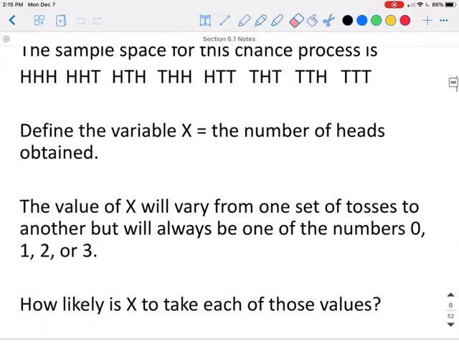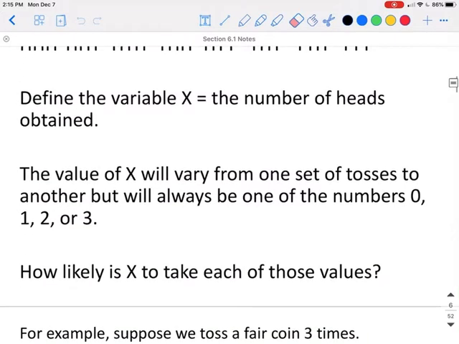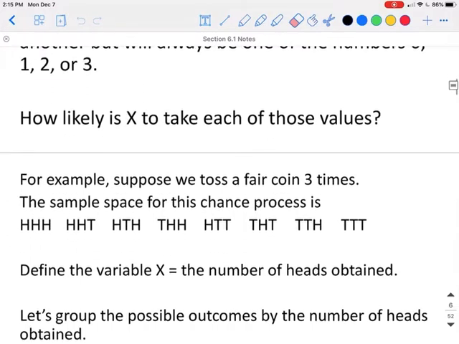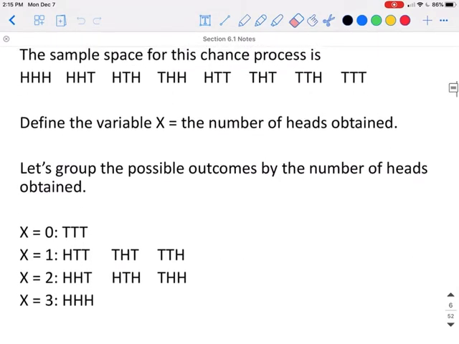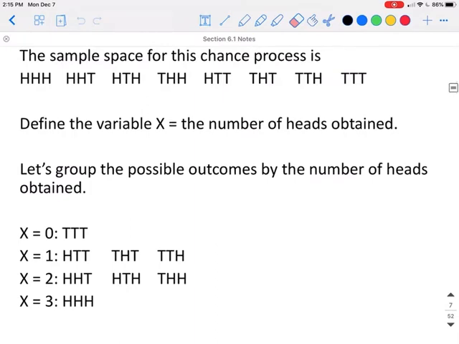So we're going to define the variable x to be the number of heads that are obtained when you flip a coin 3 times. The possible values for x are 0, 1, 2, or 3. So how likely is x to take each of these values? If we look at our sample space, we will get x equal to 0 exactly 1 time. That's only going to happen if we have all 3 tails. So 1 out of all of the 8 possibilities will we get an x value of 0.